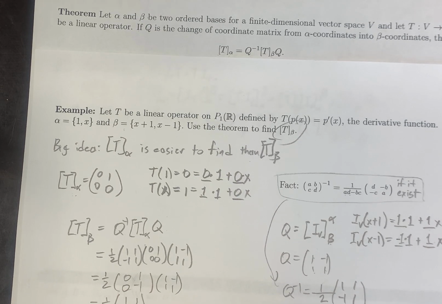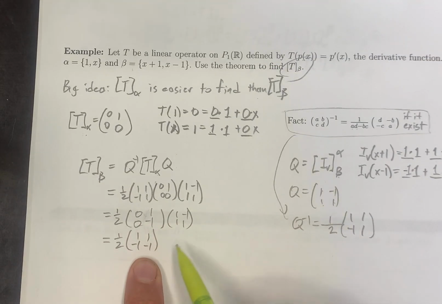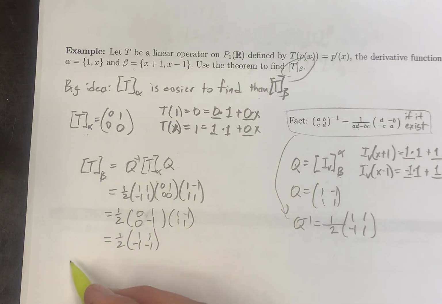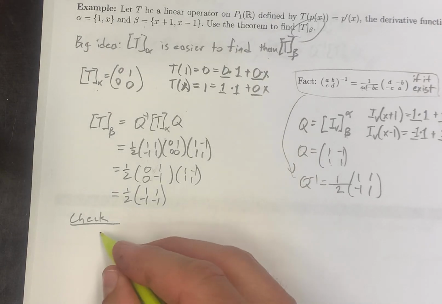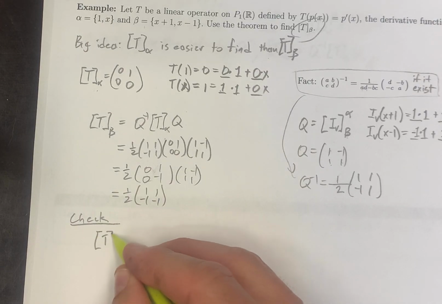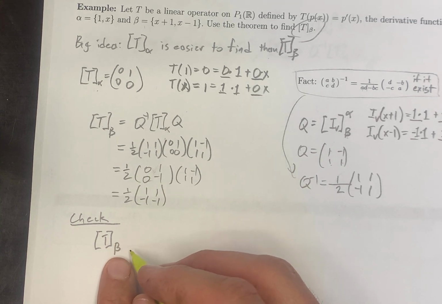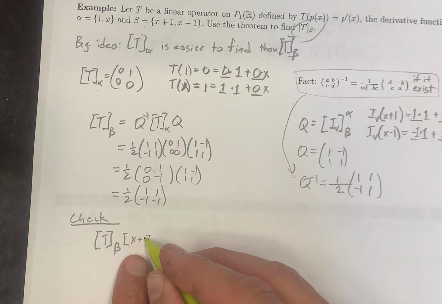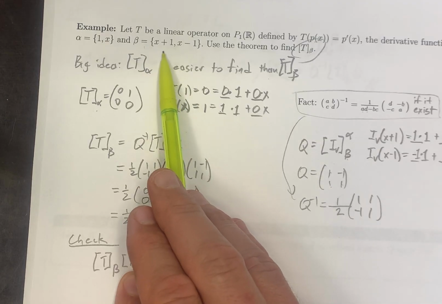Okay, so what on earth is this thing? This is the matrix representation of T in terms of beta. So how could we check that? Let's try and sort of figure out what on earth we just did. So the matrix representation of T in terms of beta makes sense if we apply it to vectors that are represented in terms of beta. So let's just see what happens if I take the basis elements here, right?